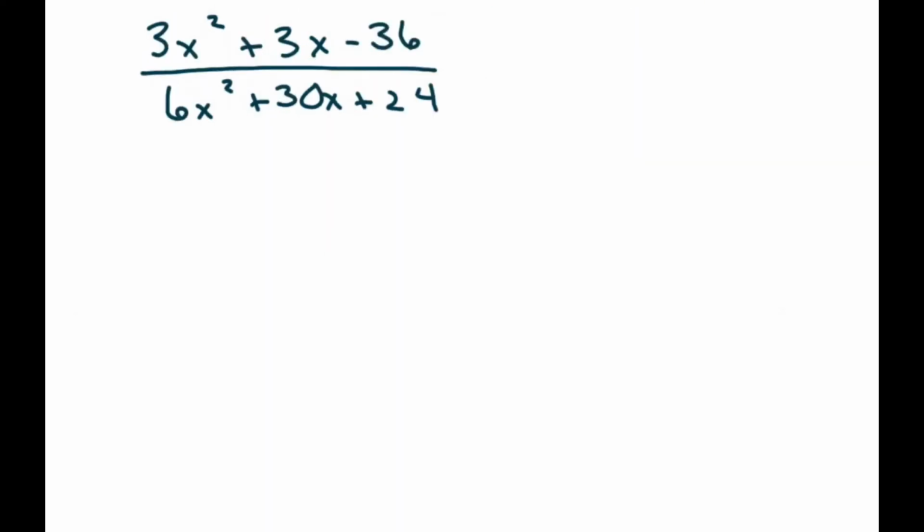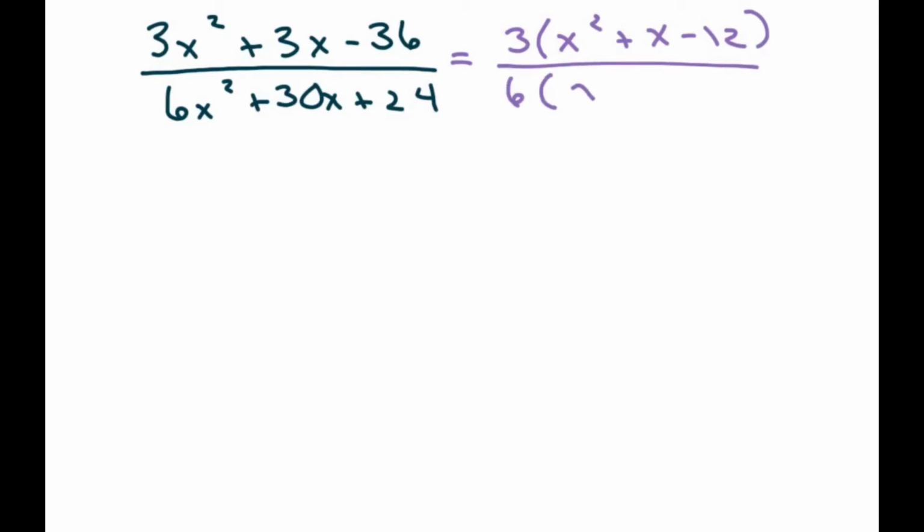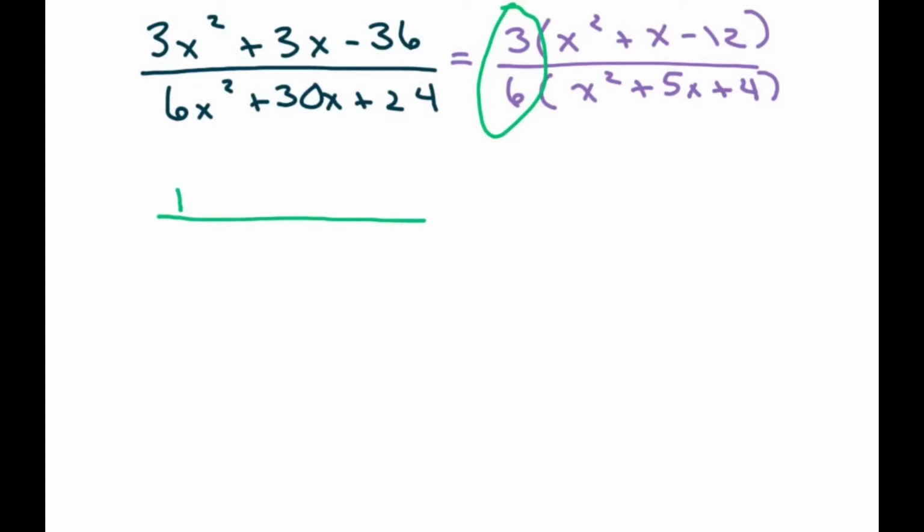All right, the next one is here. First thing I want to do is do the greatest common factor, and I want to factor out a 3 here and get x squared plus x minus 12. And in the denominator, I'm going to factor out a 6, and I get x squared plus 5x plus 4. All right. So this right here is just going to be 1/2. So I'm just going to put 1 over 2.